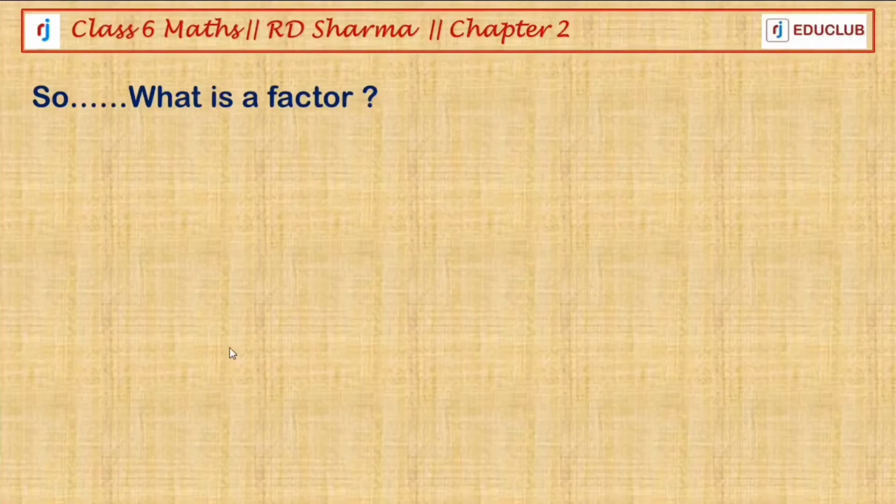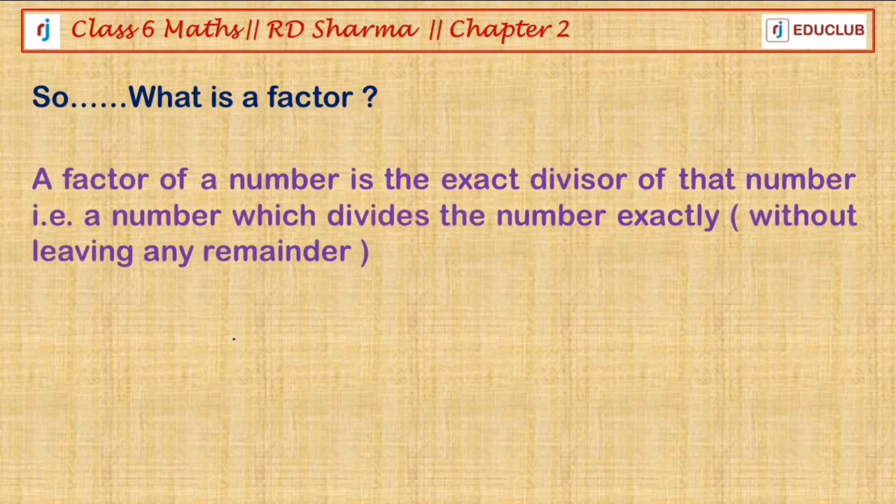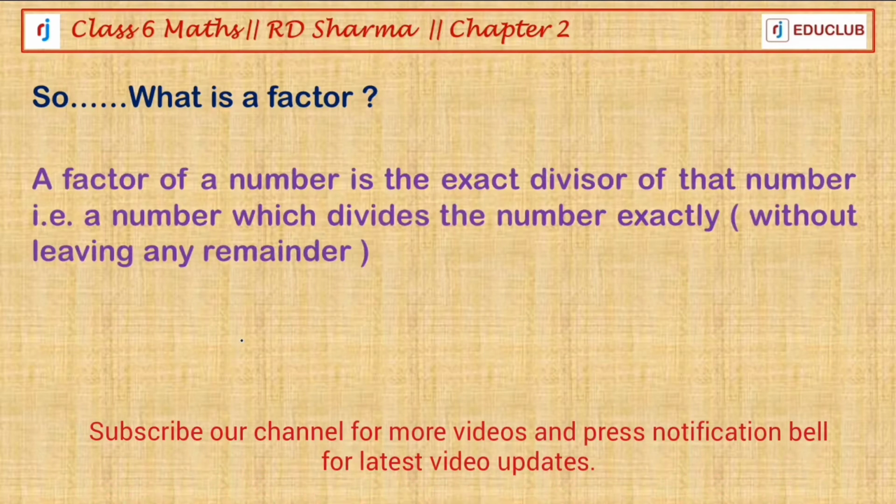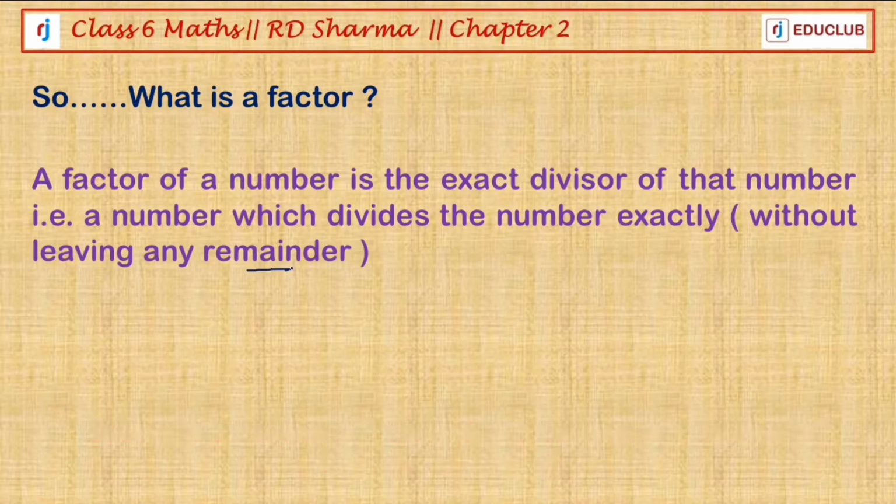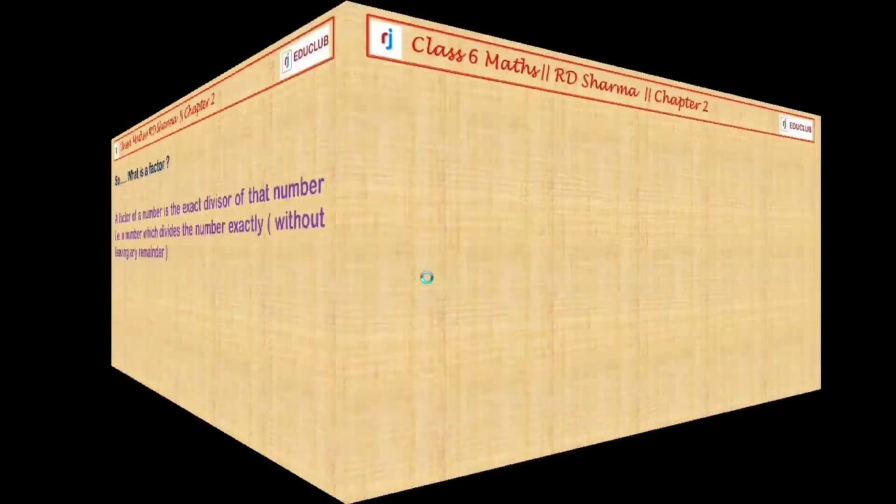So what is a factor? A factor of a number is the exact divisor of that number. That is a number which divides the number exactly, it means without leaving any remainder. When we divide by that number and get remainder 0, then only that number will be a factor of that number.